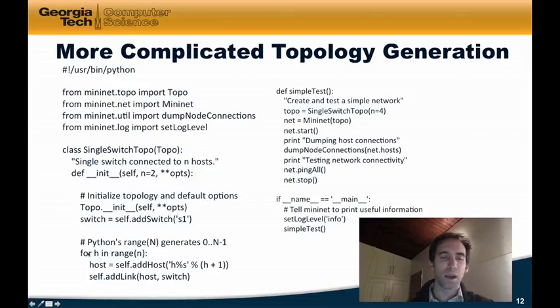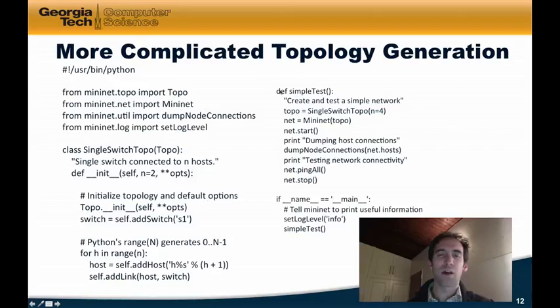Then we have a for loop that takes a parameter, n, which is passed in with the constructor, and has a default value of 2. And depending on that value of n, that determines how many times we iterate through this for loop. And for each iteration, we add a host, and we add a link that connects the host to the switch.